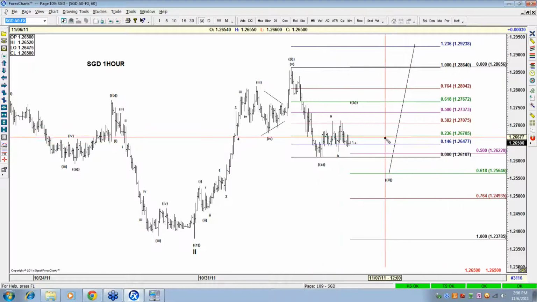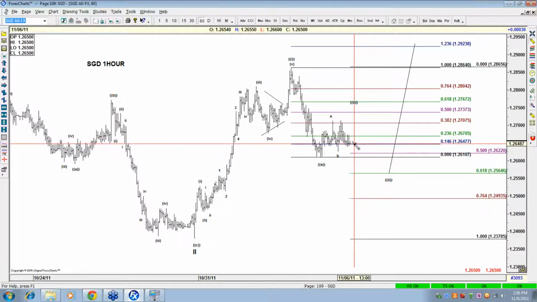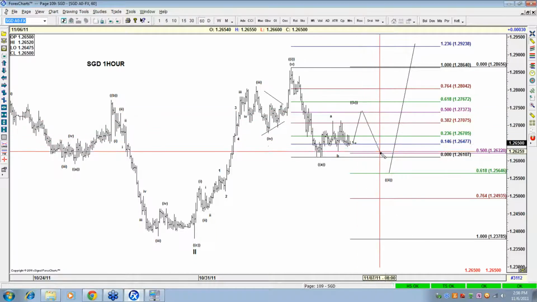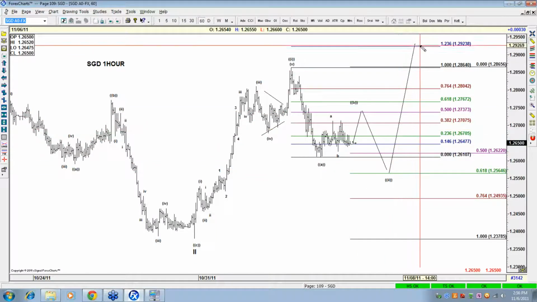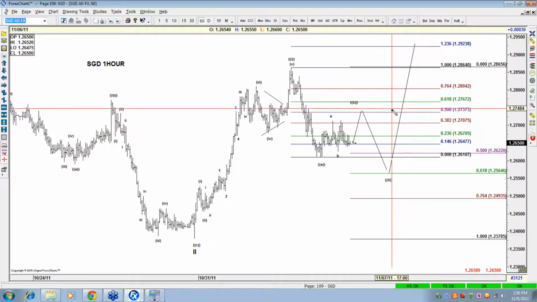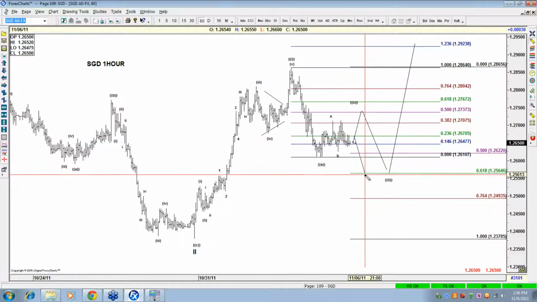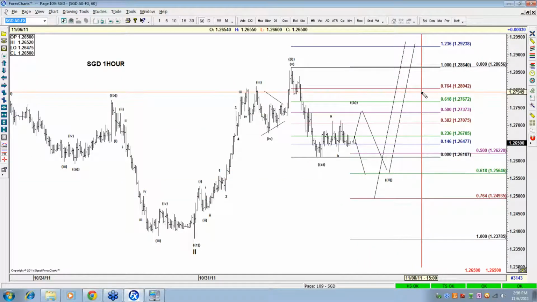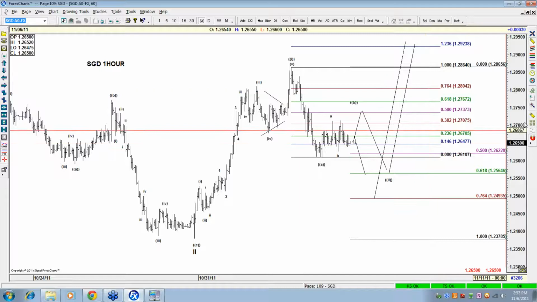So this bounce can become 2 ways. Either it's going to go here and then drop here and higher, or this bounce can get straight lower to here or here and higher. That's my best bet on the Singapore dollar.